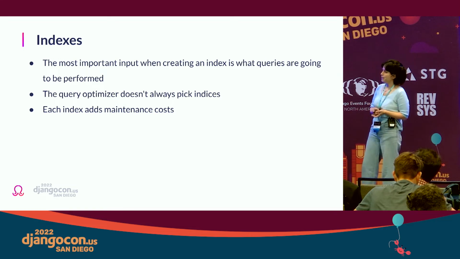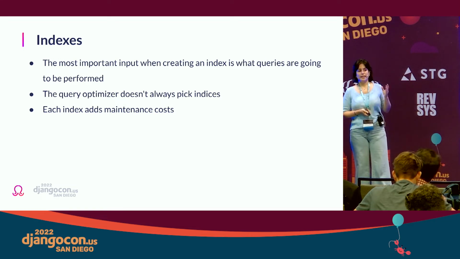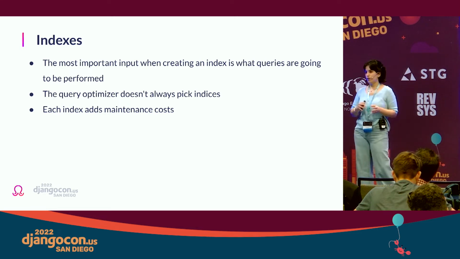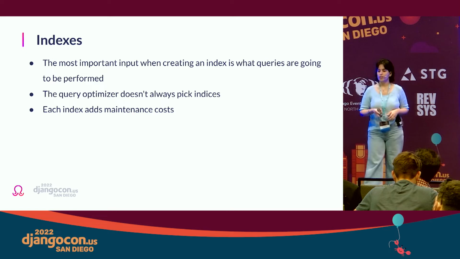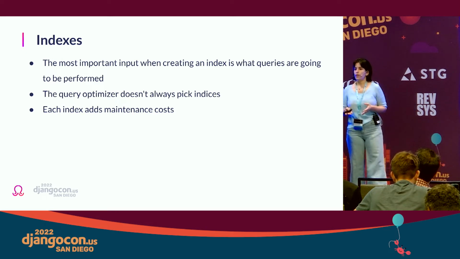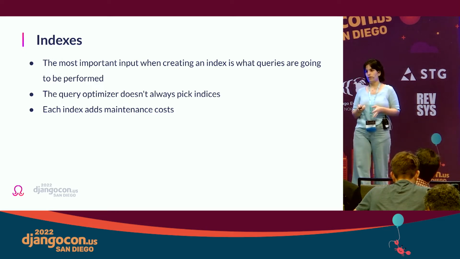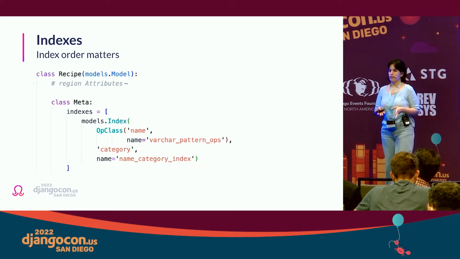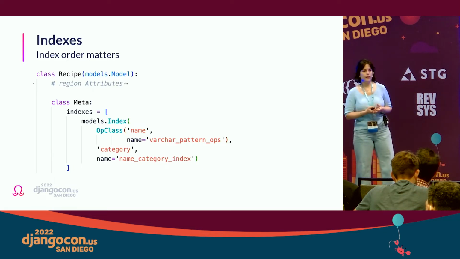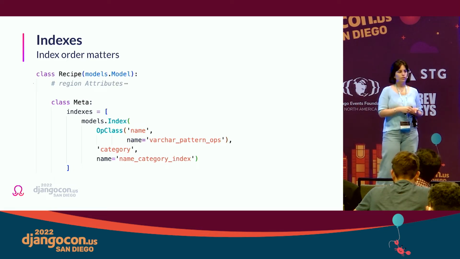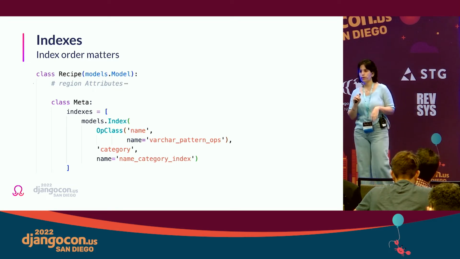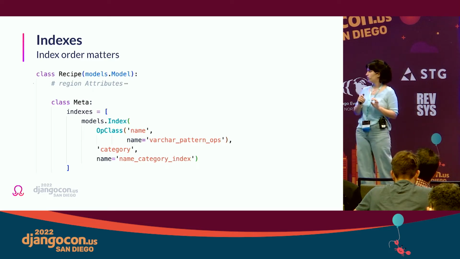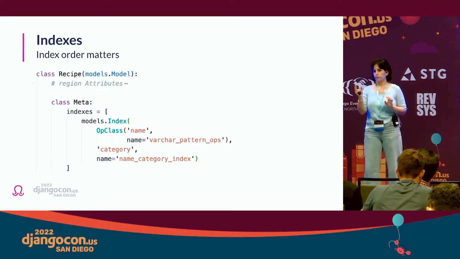So the best thing to do is to define the least amount of indexes to cover the greatest amount of queries. So now I'm going to show you some things that it's good to have into consideration when defining indexes. The first one is that index order matters. So let's consider that I have a web app where my users need to select a category, and then they have a search box for entering the name of the recipe. So when they enter the name, I need to search all recipes that start with that string.